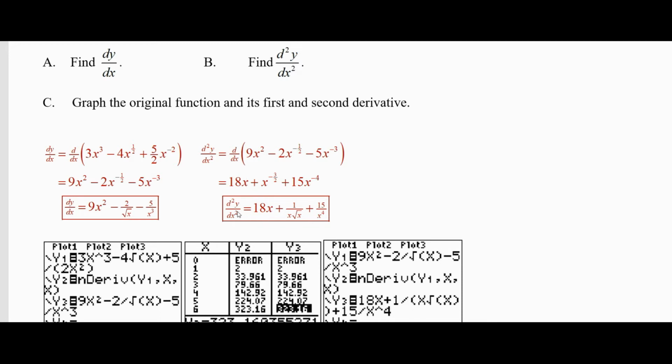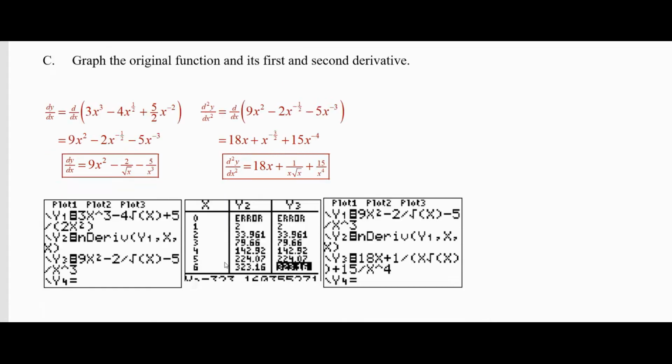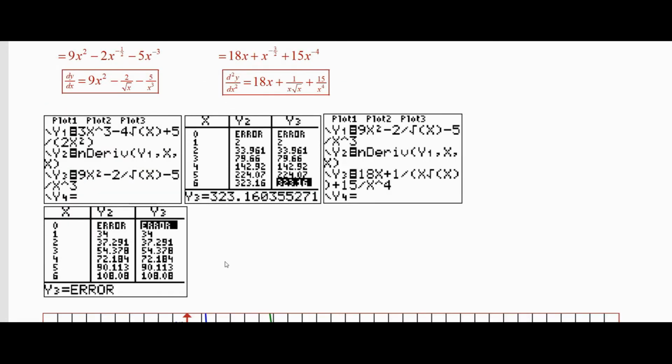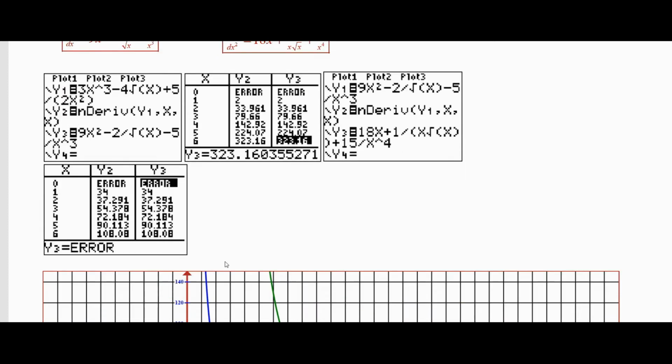So the second derivative is 18x plus 1 over x to the 3 halves. 3 halves is 1 and 1/2 in mixed number form, so that would be an x and a square root of x there, multiplied together. And here we have the last term, which is just 15 over x to the 4th. And here are the checks, checking them like we did the ones earlier. You can pause that and take a look and see that they do check out.